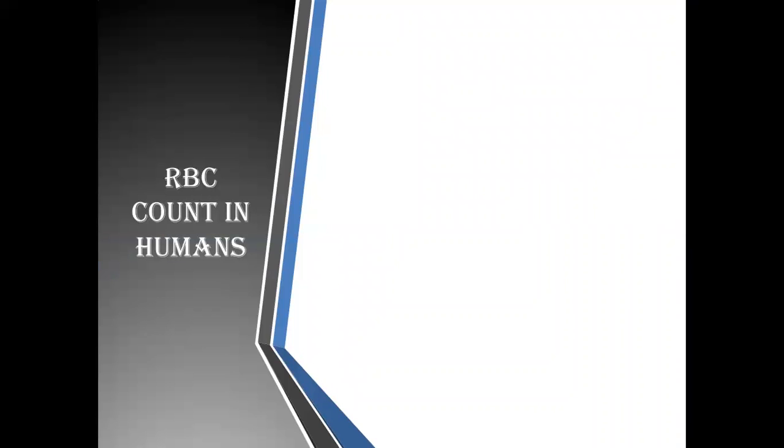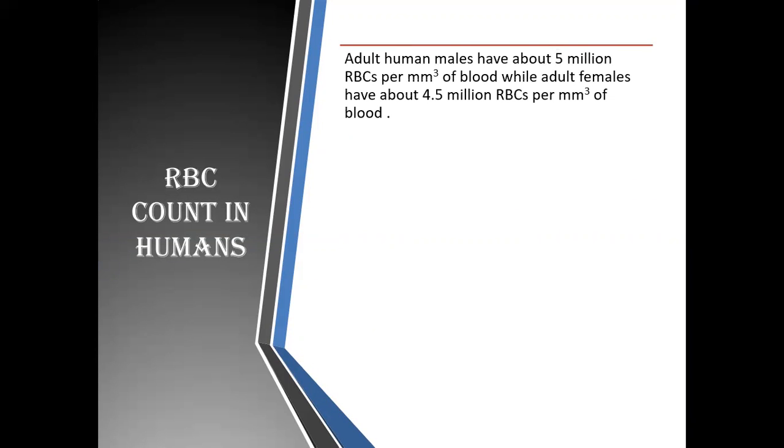Coming to the RBC count in humans. Adult human males have about 5 million RBCs per millimeter cube of blood, while adult human females have about 4.5 million RBCs per millimeter cube of blood. The reason why males have more RBCs than females is the basal metabolic rate of males is higher than that of females. And the body of males is made for strenuous work. That's why their RBC requirement is higher than that of females.